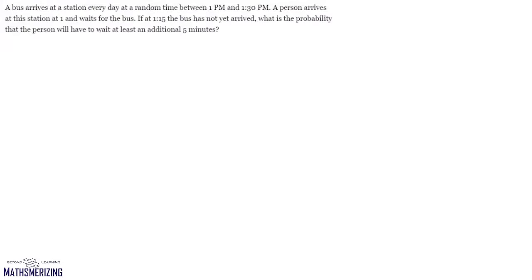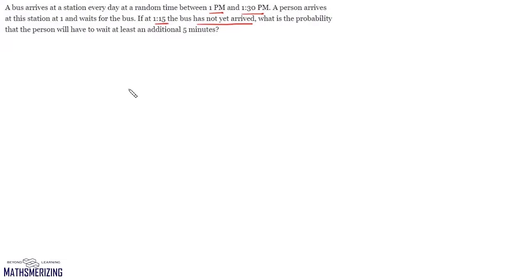Now here the question is, a bus arrives at a station every day at a random time between 1 p.m. and 1:30 p.m. A person arrives at the station at 1 p.m. and waits for the bus. If at 1:15 the bus has not yet arrived, what is the probability that the person will have to wait at least an additional 5 minutes?